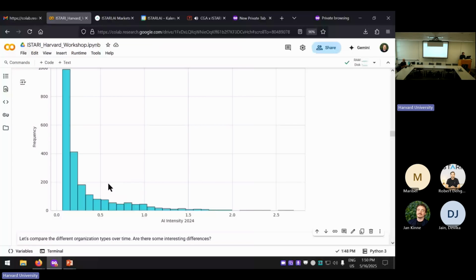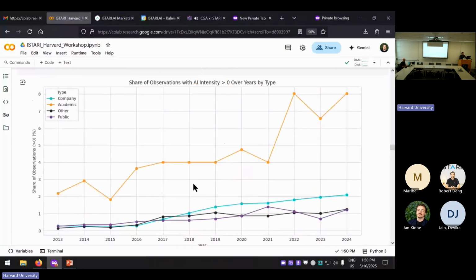And what we can do now is have a look at how this changed over time for different types of organizations. And what we see here, we start in 2013. And in 2013, public, other, and company type organizations had a very low share of observations with an AI intensity greater than 0, so something to do with AI. Most of them are very close to 0. So in total, almost no companies, other or public, had anything to do with AI. However, academic back then already had more than 2%.